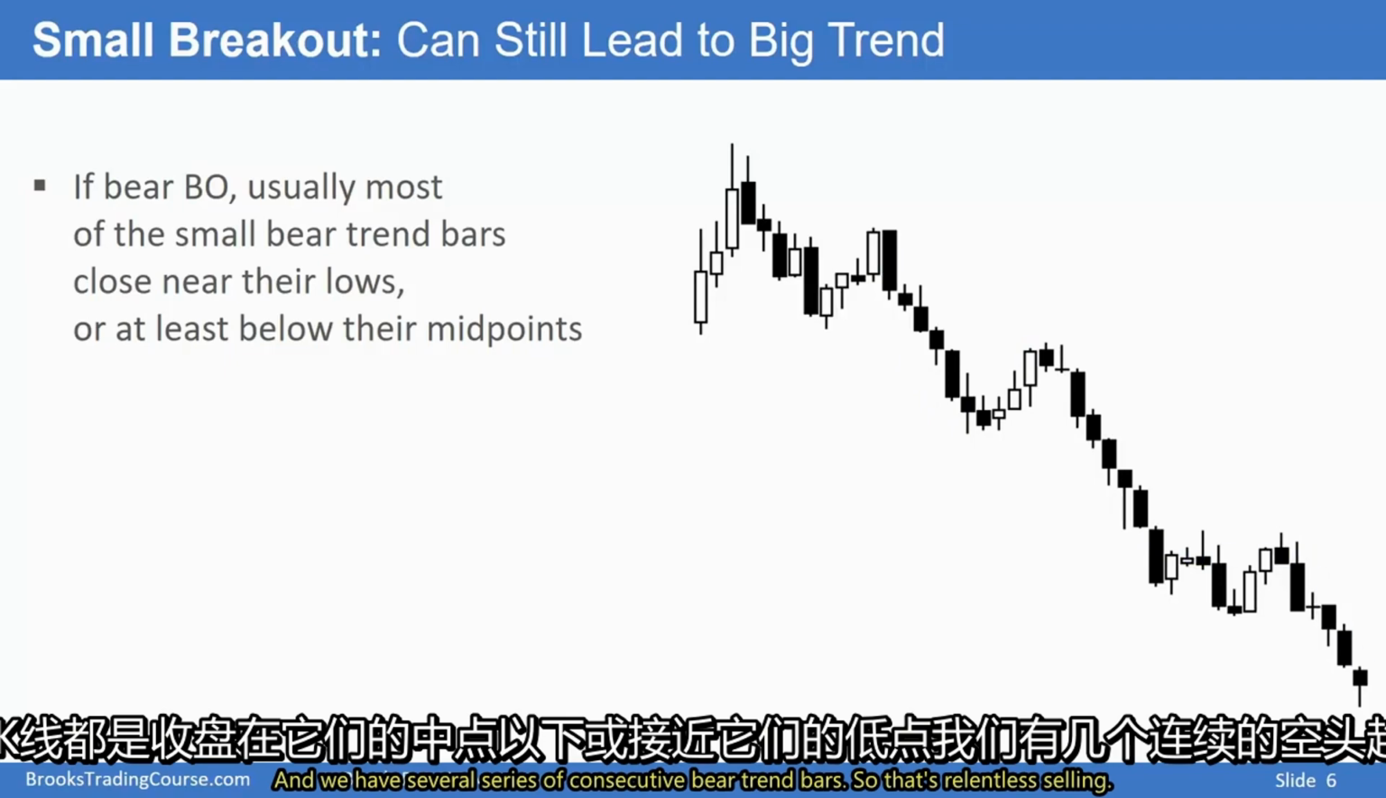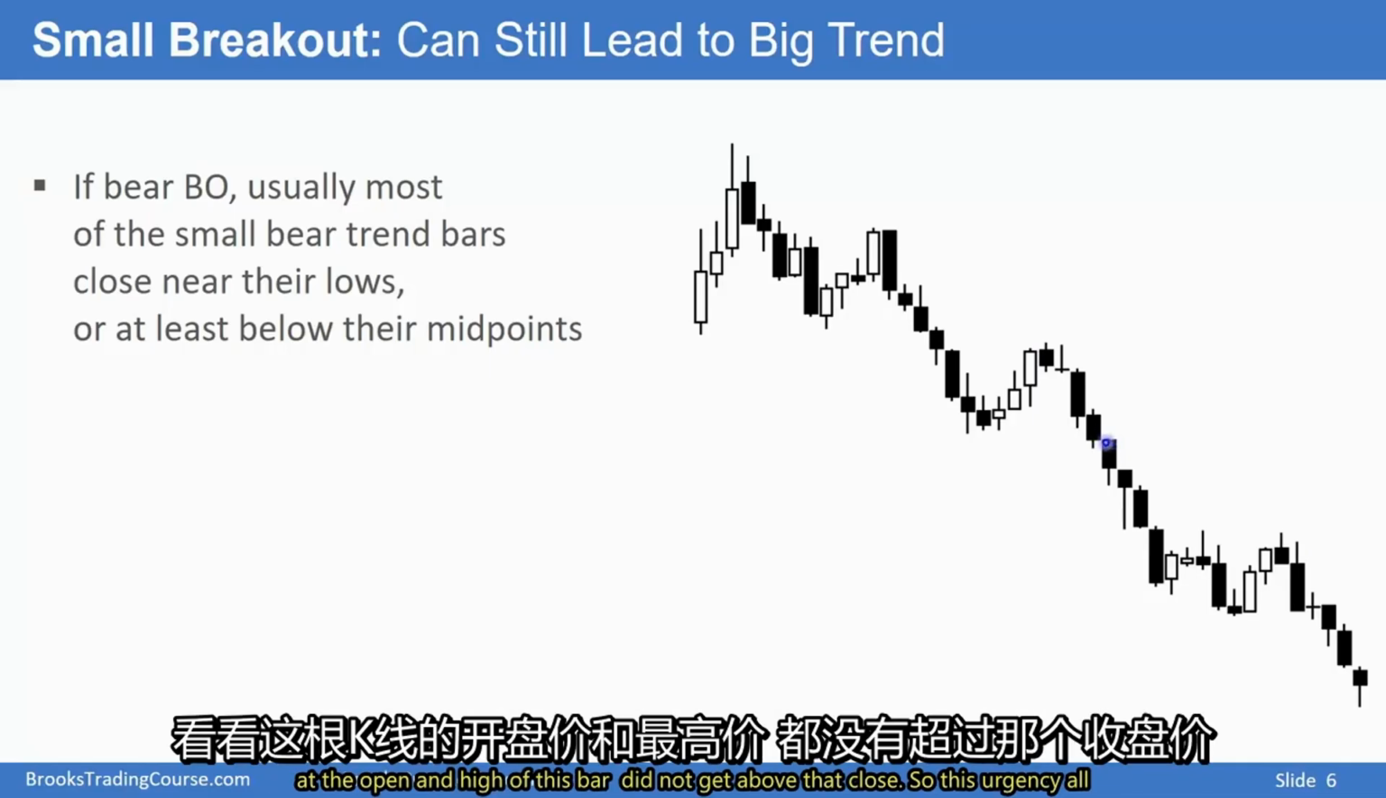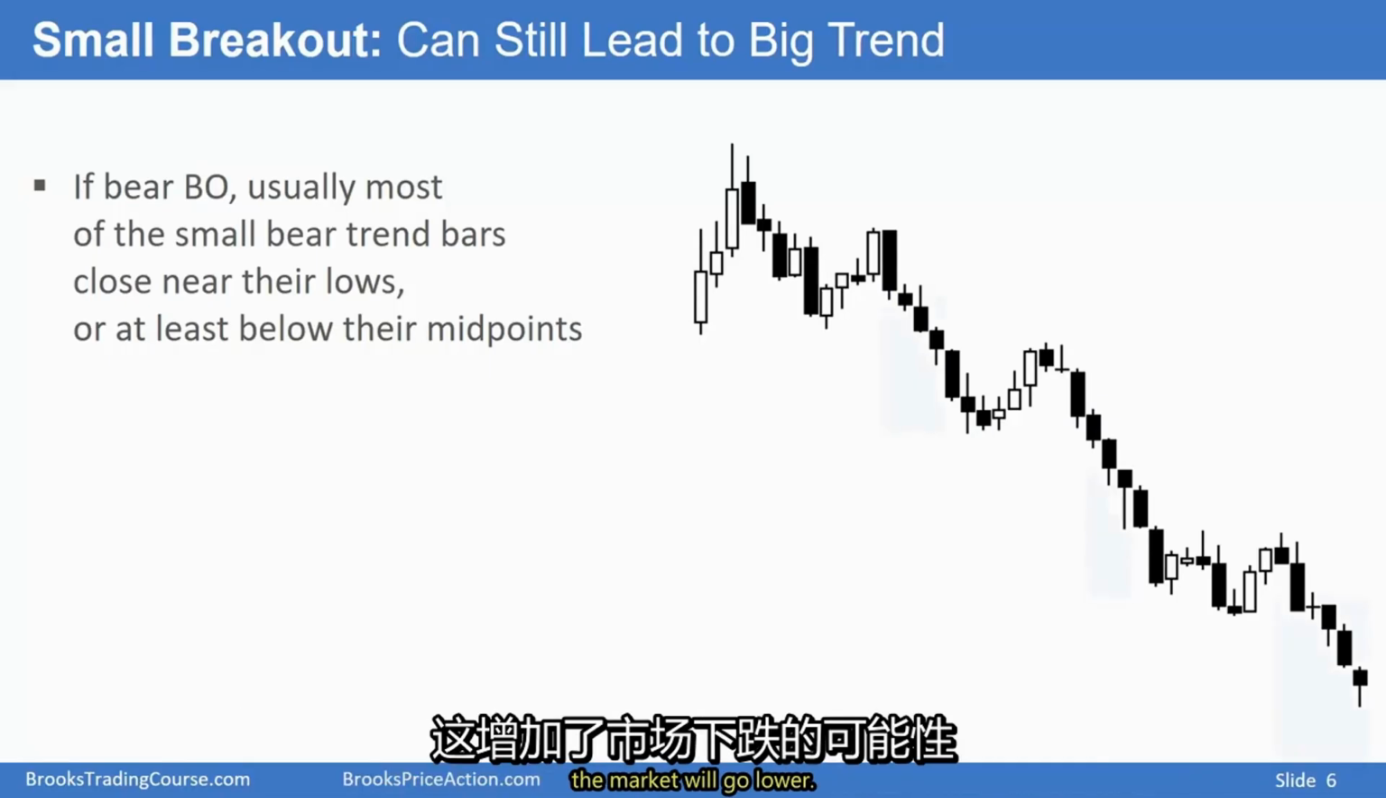So that's relentless selling. And look at this bar. As soon as it closed, traders hit the button, sell the market. Look at the open and high of this bar, did not get above that close. So this urgency all the way down, very little overlap, very little overlap. And that increases the chances that the market will go lower.